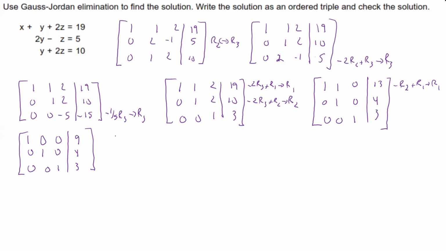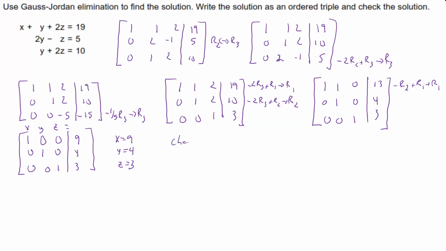So what this says is x is equal to 9, y is equal to 4, and z is equal to 3. Because remember, this is x, this is y, and this is z. So x is 9, y is 4, and z is 3. Now, let's do a check and then we'll write the ordered triple.